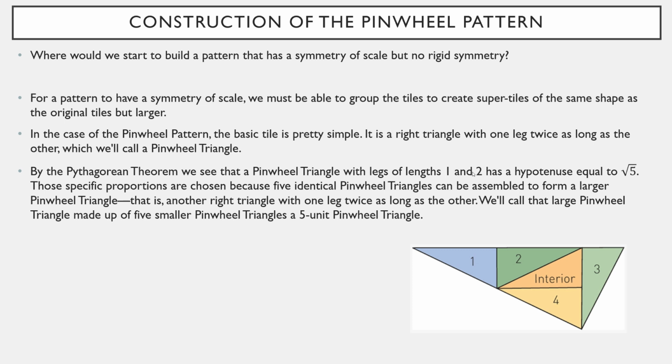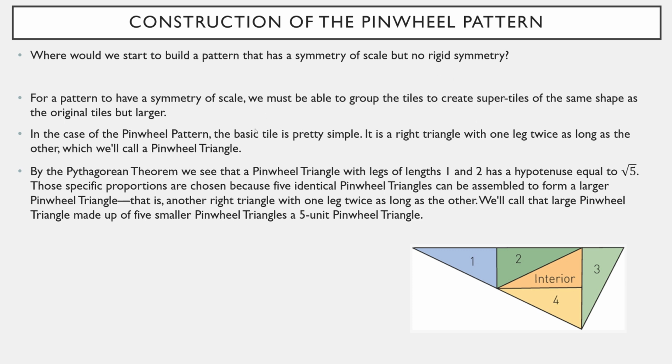So we'll just say length 1 and 2, so one leg is twice as long as the other. And then by a squared plus b squared is equal to c squared, the hypotenuse has to be the square root of 5. Well, if you think about the golden ratio, 1 plus the square root of 5 divided by 2, these numbers are coming up again.